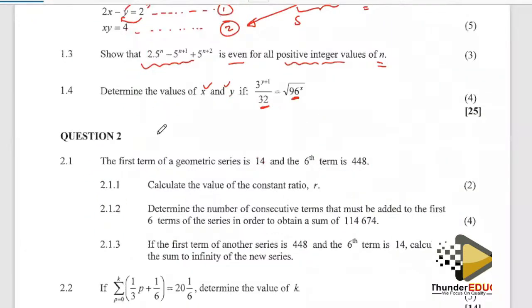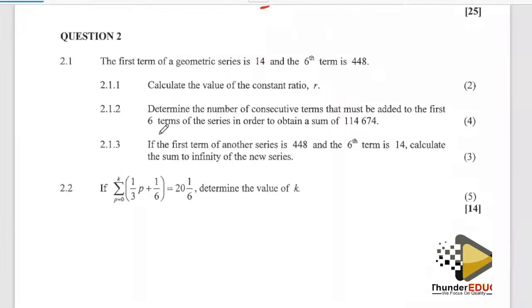Then question number 2, which is number patterns, sequences and series, telling us that the first term of the geometric sequence, that's the keyword here, is 14. So our a is 14, and the sixth term, T6, is 448. Calculate the value of the constant ratio. It's 2 marks.